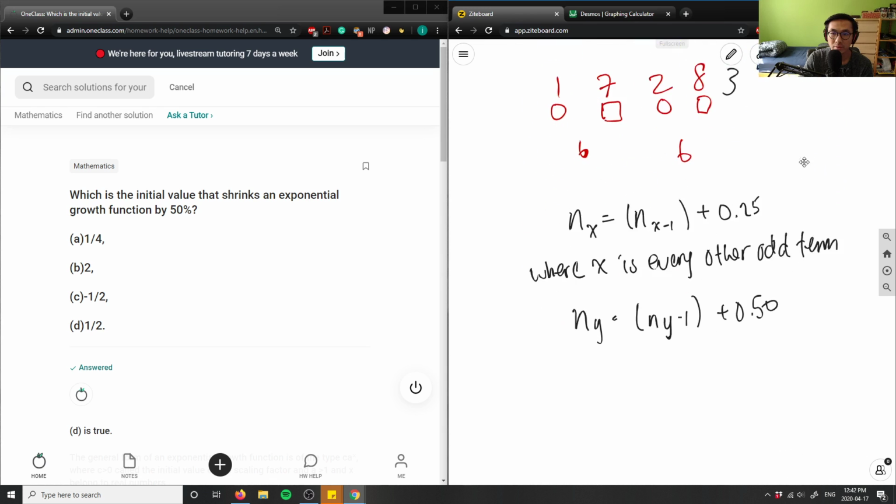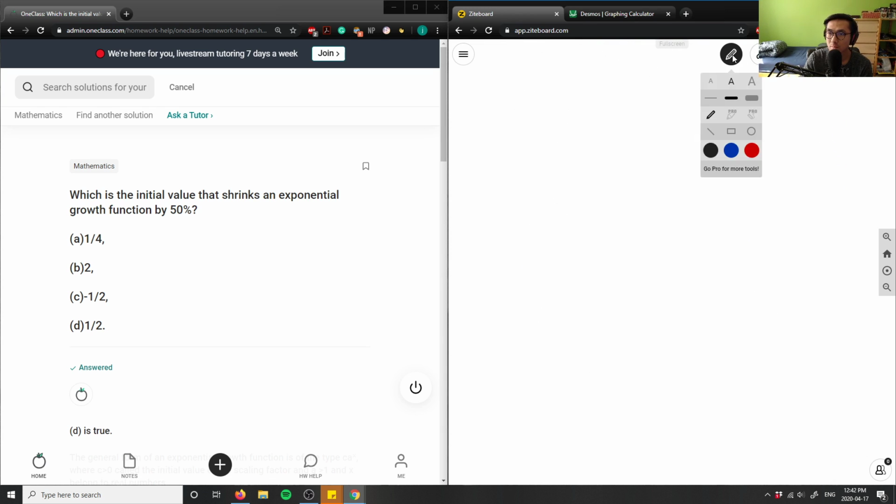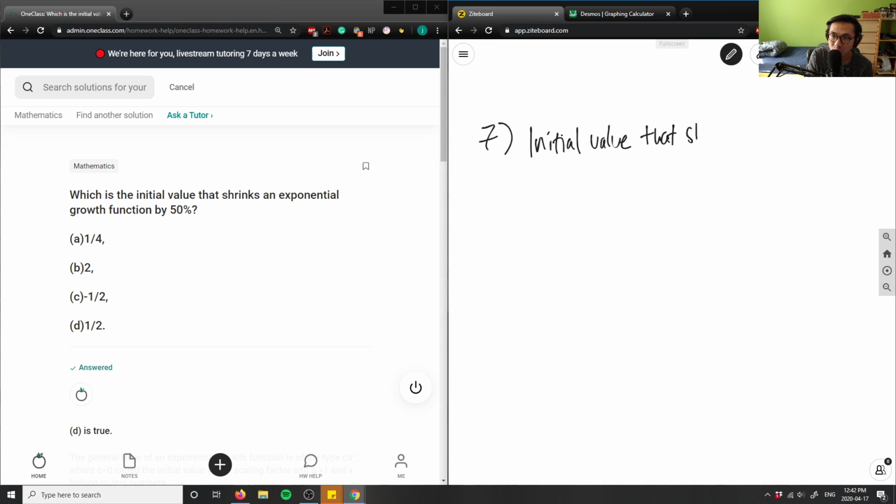Okay, let's do number 7. Number 7 says, which is the initial value that shrinks an exponential growth function by 50%? So it says, what is the initial value that shrinks an exponential function? Initial value that shrinks exponential growth function by half. So it says here I have an exponential function.